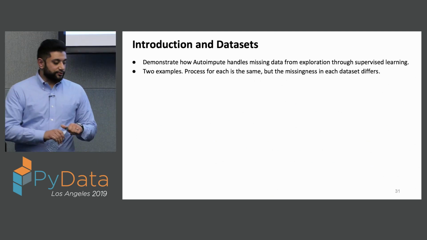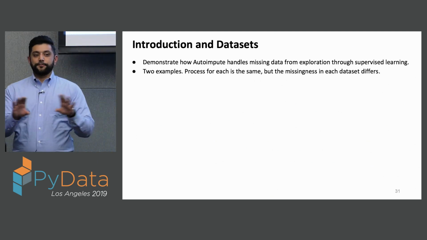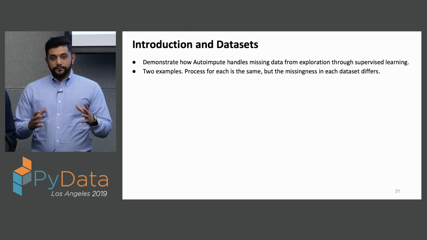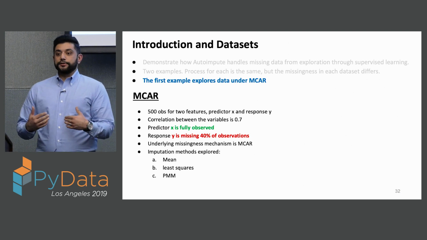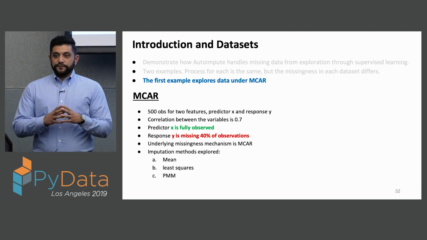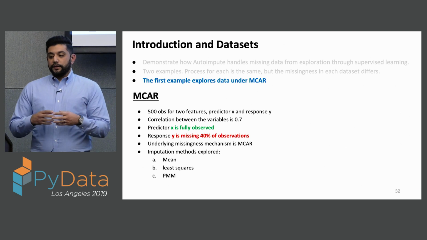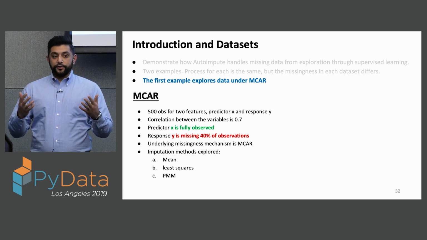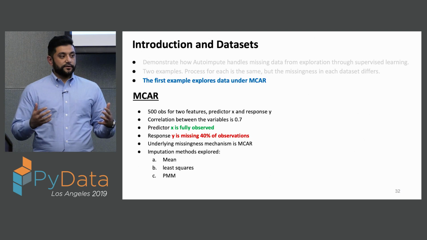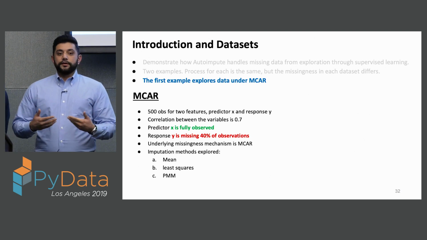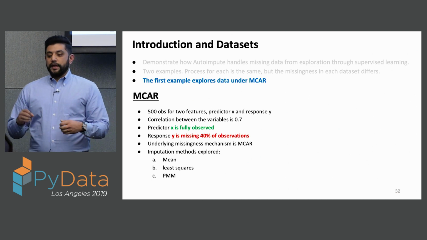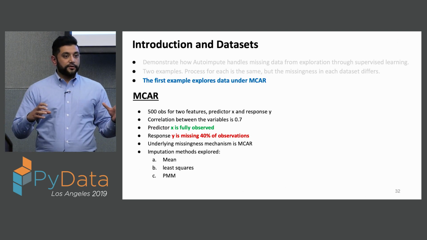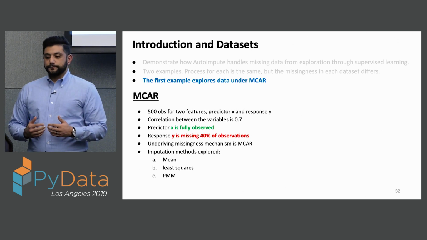All right, so the demonstration we're going to do is going to focus on 2 separate data sets. The first one is going to be MCAR, missing completely at random. So what we've done here is we've created a data set that's 500 observations. We've then created correlation between 2 variables, x and y, of 0.7. And then we've artificially created missingness in the form of missing completely at random. And the missing variable in here is Y. So X is fully observed and Y is 40% missing.